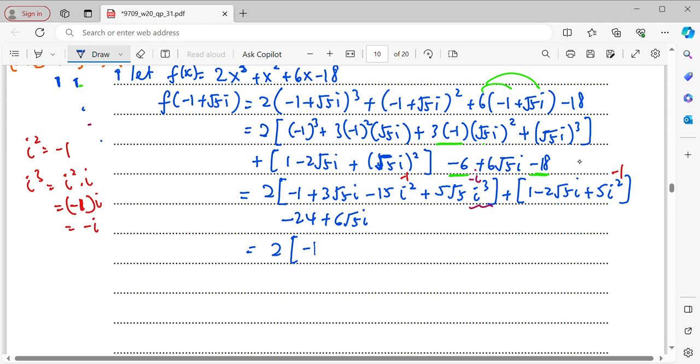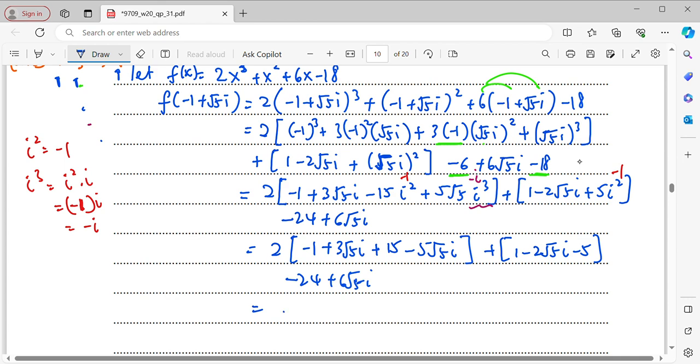2 brackets minus 1 plus 3 square root 5i. Then minus minus is a plus 15. Then the next term is negative 5 root 5i. Plus 1 minus 2 square root 5i. Minus 1 times 5 minus 5. Then minus 24 plus 6 square root 5i. Then now you can simplify or you can just directly multiply.